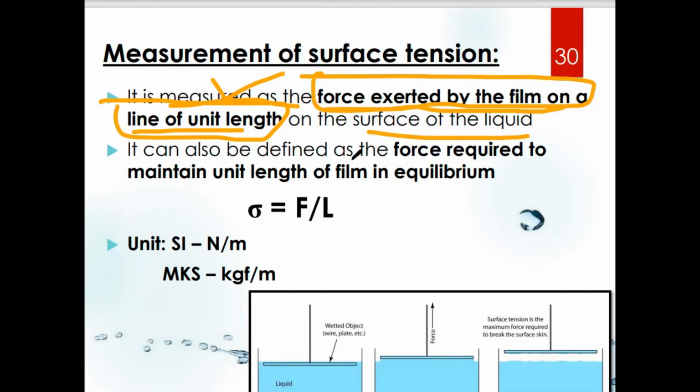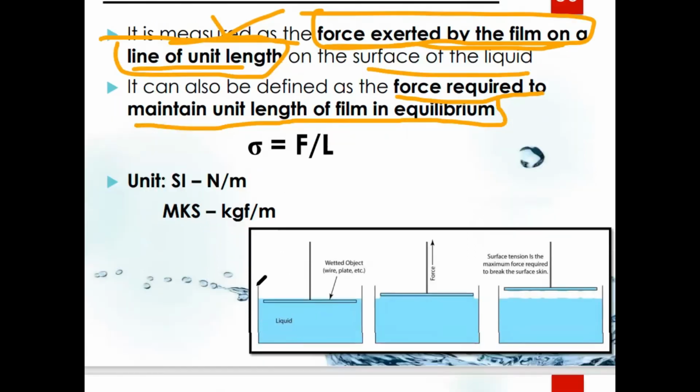It can also be defined as the force required to maintain unit length of film in equilibrium. For example, here you see the figure. If you consider this is the object, it may be a wire or plate, anything. And this is a liquid.